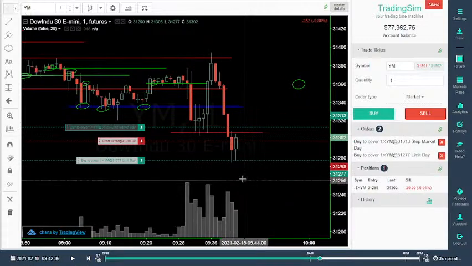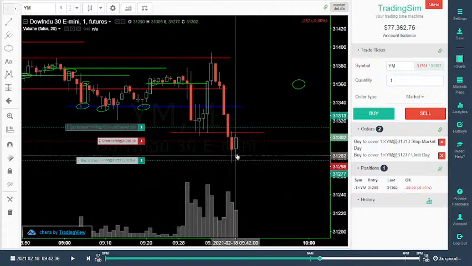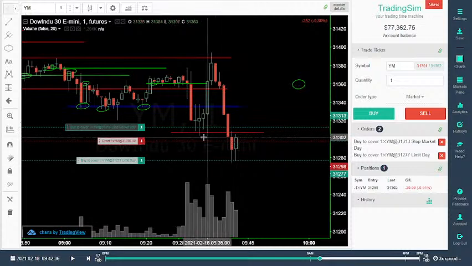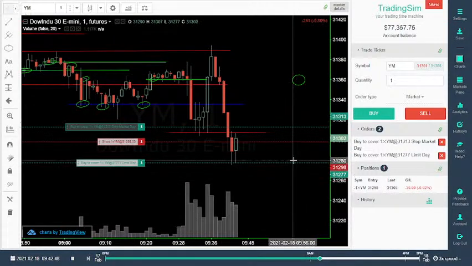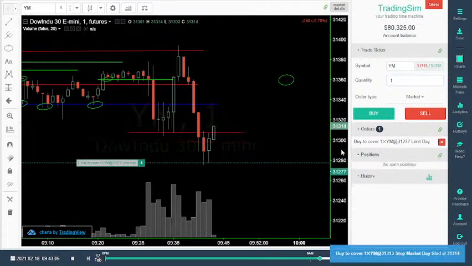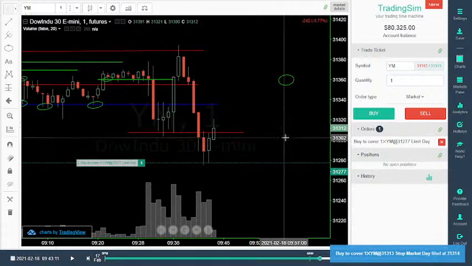Now, the only thing that's concerning me is the fact that this could be a potential tweezer bottom down here. But because the downtrend is strong, we see prices coming back up to retest previous levels of resistance. We want to look to go short right here. So let's see how it plays out. Not looking good so far. Okay, so we would have got stopped out on that trade.